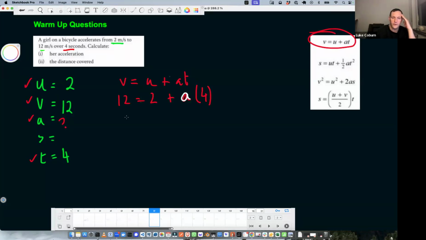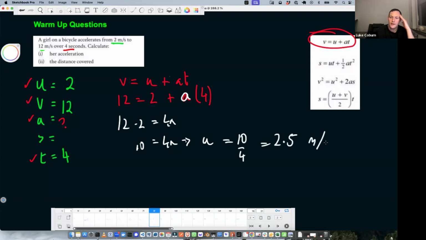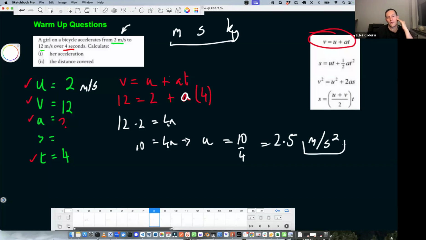Okay, so I'm just going to get everything over to the other side. So 12 minus 2 is equal to 4a. That's 10 is equal to 4a. That means that a is equal to 10 over 4, which is 2.5, and I can go ahead and put down meters per second squared. I didn't write the units down along the way, because I want to ensure that all my units are in meters, seconds, kilograms, and so on. They're all good, so at the very end we know that the answer will be in SI units, and we can just put in meters per second squared at the end, okay?